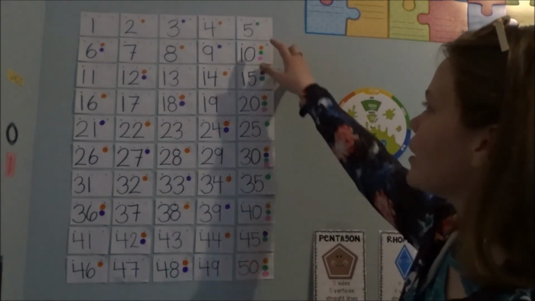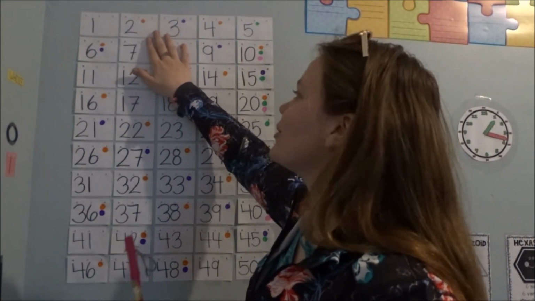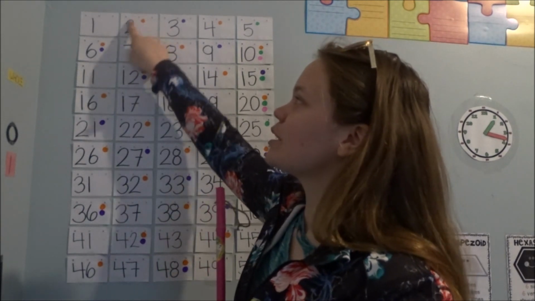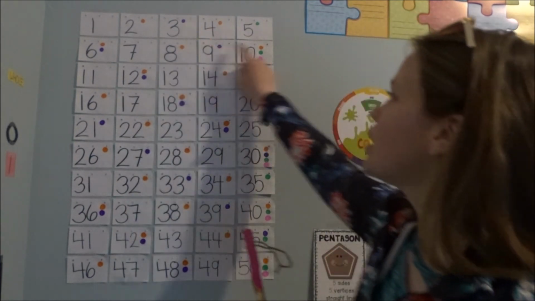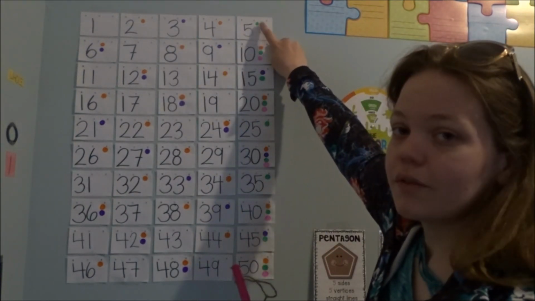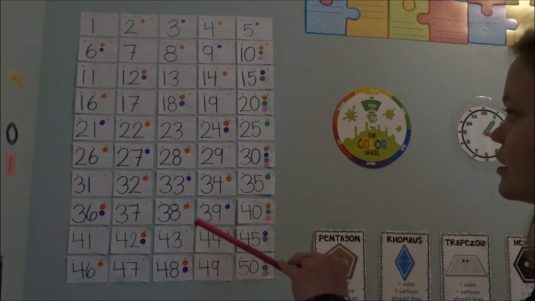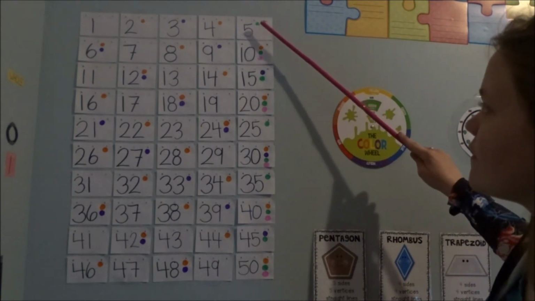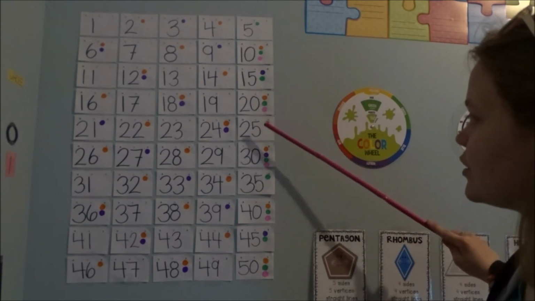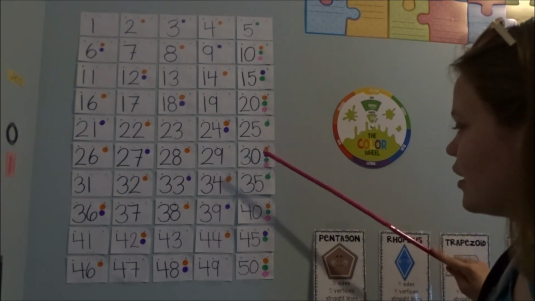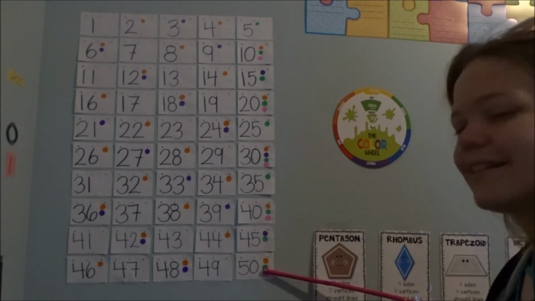And now let's count our 5s. So if you've realized, or if you've been remembering, when we're counting by our 2s or skip counting by 2, we're looking for those orange dots. By 3s, we're looking for those purple dots. By 5s, we're going to look for those green dots. And then when we count by 10s, we're looking for those pink ones. So let's count by 5s. 5, 10, 15, 20, 25, 30, 35, 40, 45, 50.